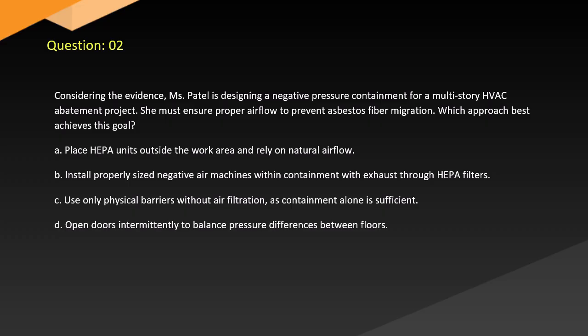A. Place HEPA units outside the work area and rely on natural airflow. B. Install properly sized negative air machines within containment with exhaust through HEPA filters. C. Use only physical barriers without air filtration, as containment alone is sufficient. D. Open doors intermittently to balance pressure differences between floors.